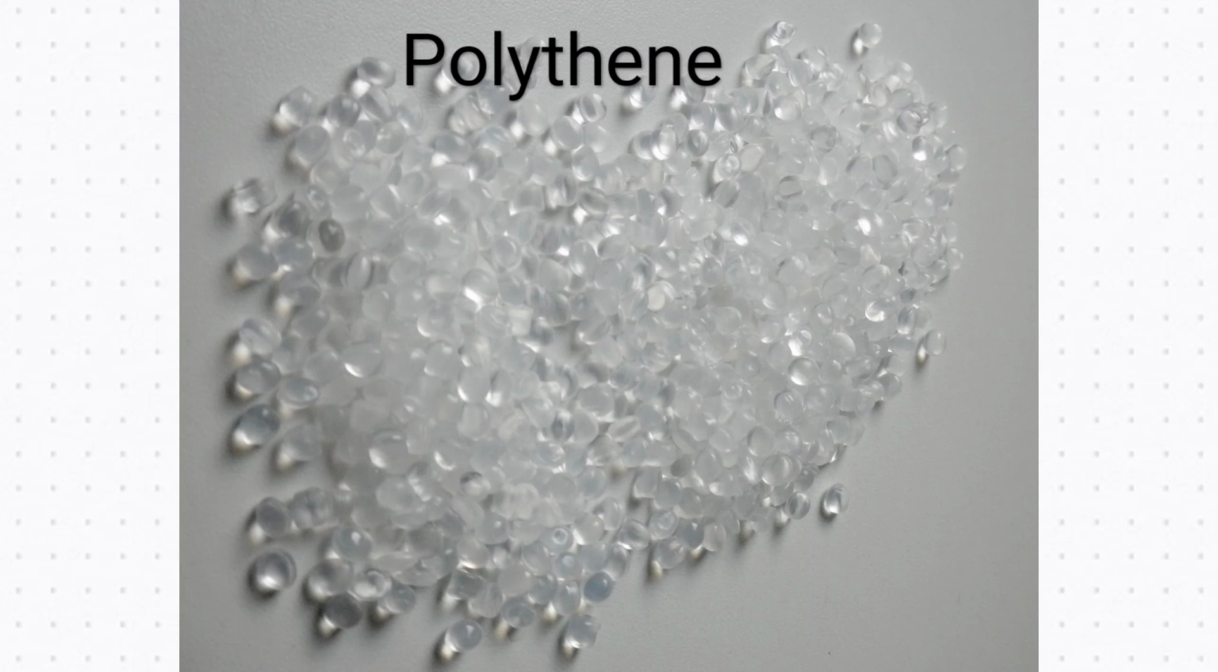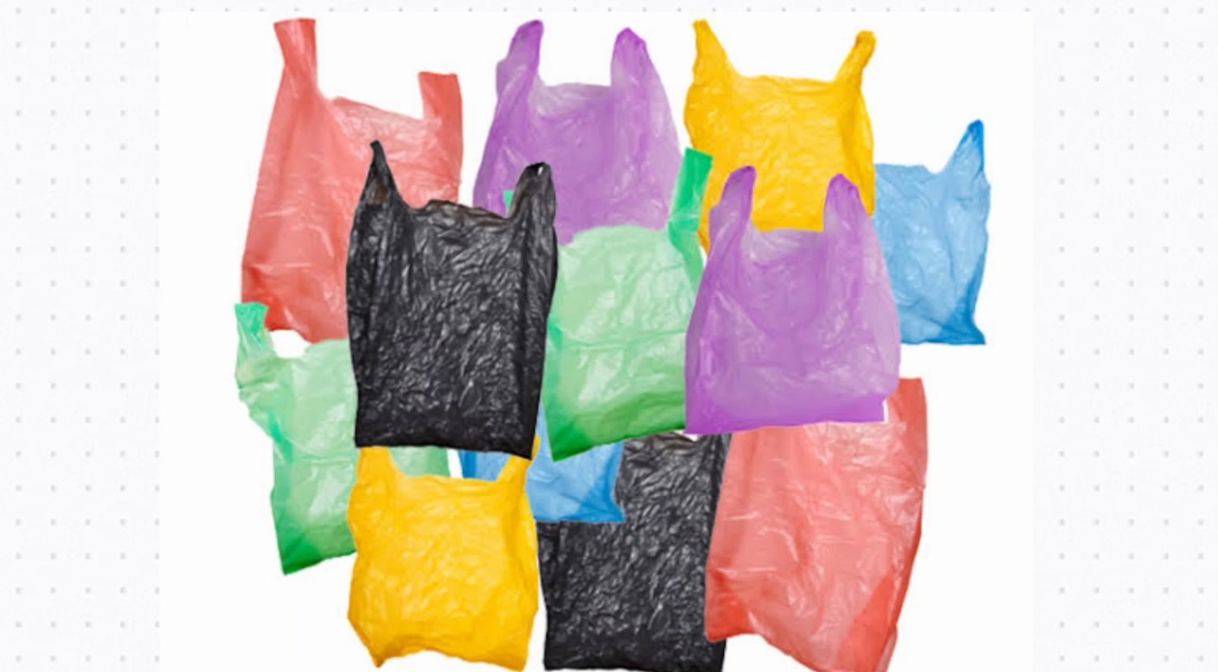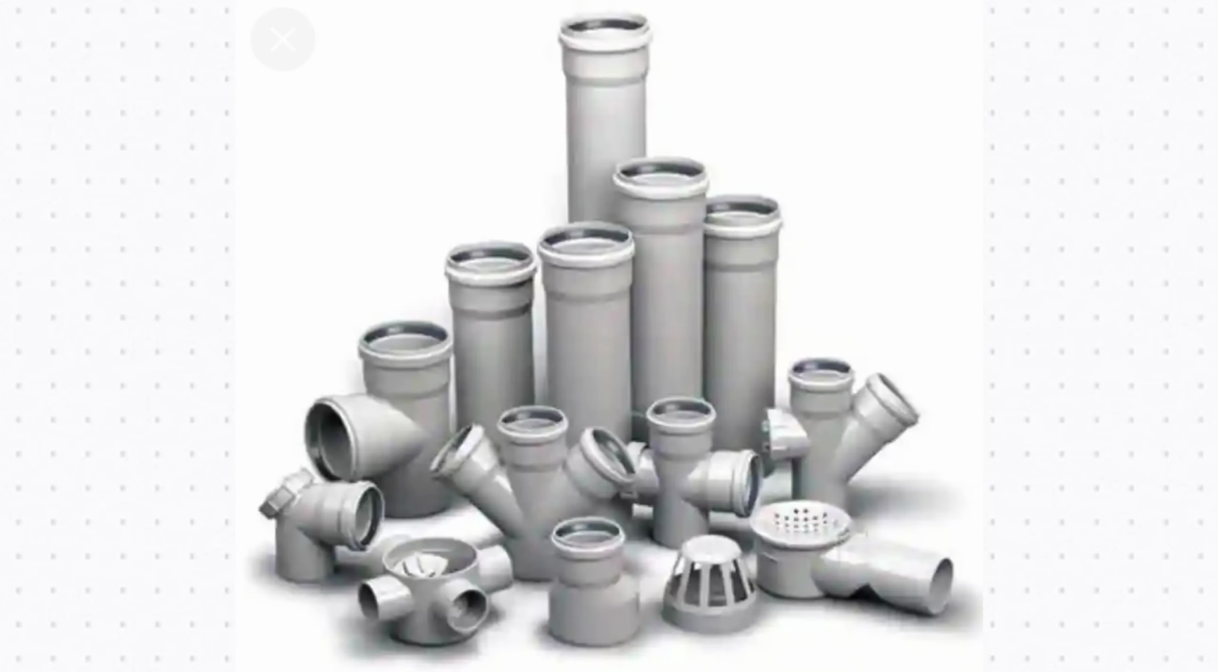Let's discuss about polythene. Polythene is used for making polythene bags. We will be familiar with the polythene bags. Another example for thermoplastic is PVC. PVC is the short form of polyvinyl chloride. PVC is used in making pipes. You can see in the picture, these pipes are made with PVC. That is a plastic, thermoplastic.